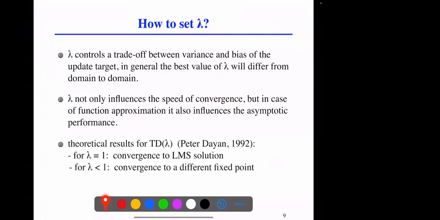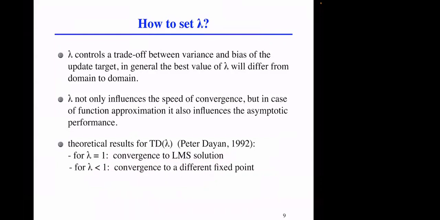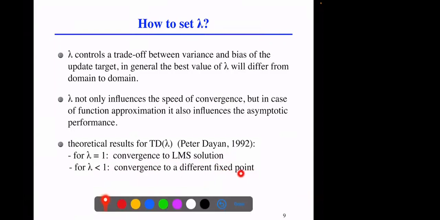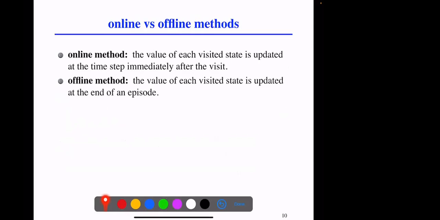Here are some theoretical results for the linear case. For lambda equal to 1, it converges to the least mean squared solution. For lambda smaller than 1, it converges to a fixed point. So in the linear case, you still have convergence guarantees, although that fixed point can be a little bit removed from your optimal fixed point, like the least mean square solution.